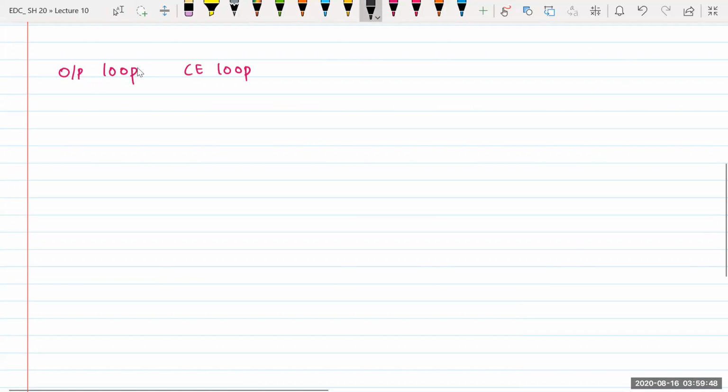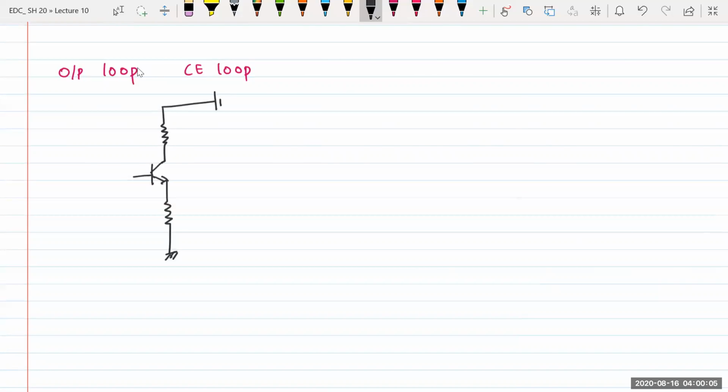So here I am having the transistor. The emitter is connected to the emitter resistor and then it is connected to ground. And the collector is connected to the resistor RC and from there it is connected to VCC.